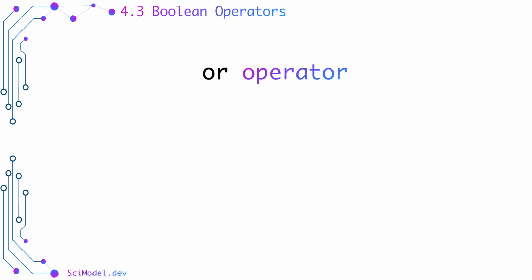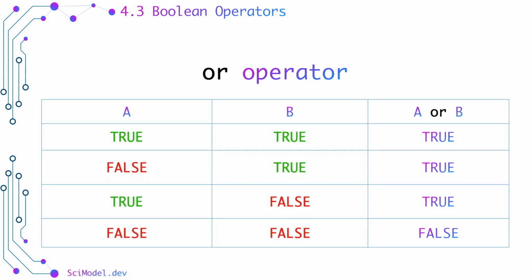The next operator is the OR operator. This operator is similar to the AND operator in that it takes two Boolean inputs and returns a single output Boolean value. However, the OR operator, unlike the AND operator, returns true if any of the input arguments is true. If both input arguments are false, then the OR operator returns a false value.